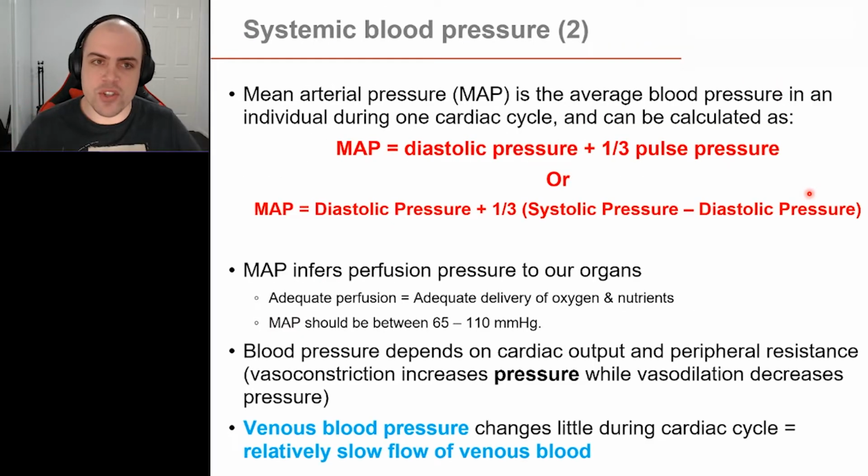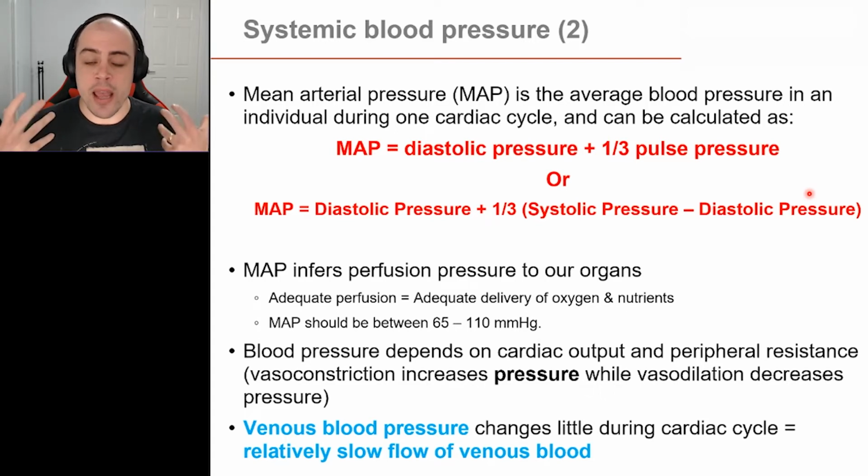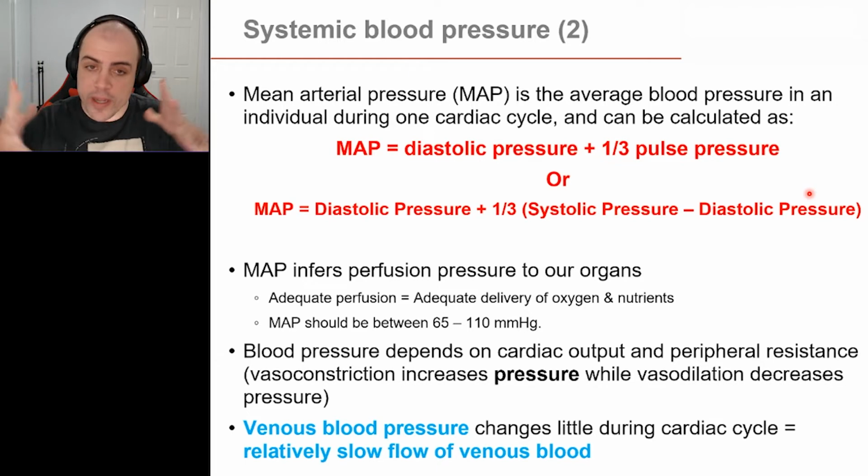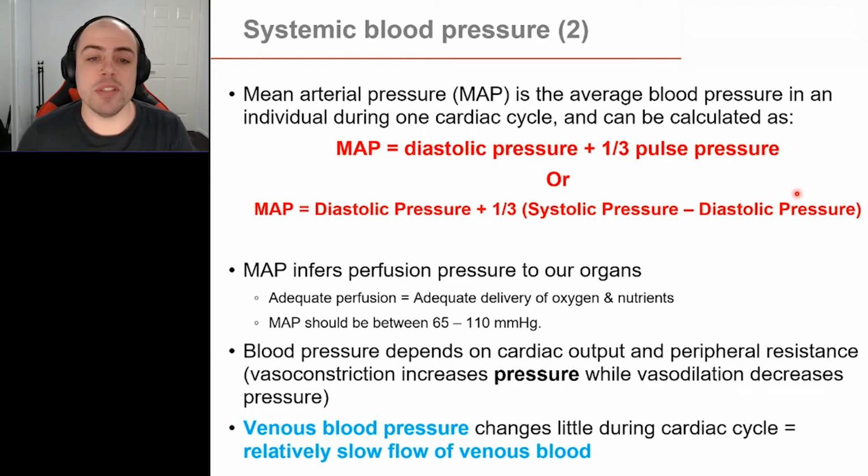Now, looking further into our blood pressure, we can have a look at our mean arterial pressure. Our mean arterial pressure essentially tells us the average blood pressure that we are able to measure in an individual during one cardiac cycle. Remembering a cardiac cycle is a period in which the heart is in constriction and relaxation. So how we are able to calculate the mean arterial pressure is that we take the diastolic pressure and we add 1/3 of the pulse pressure.